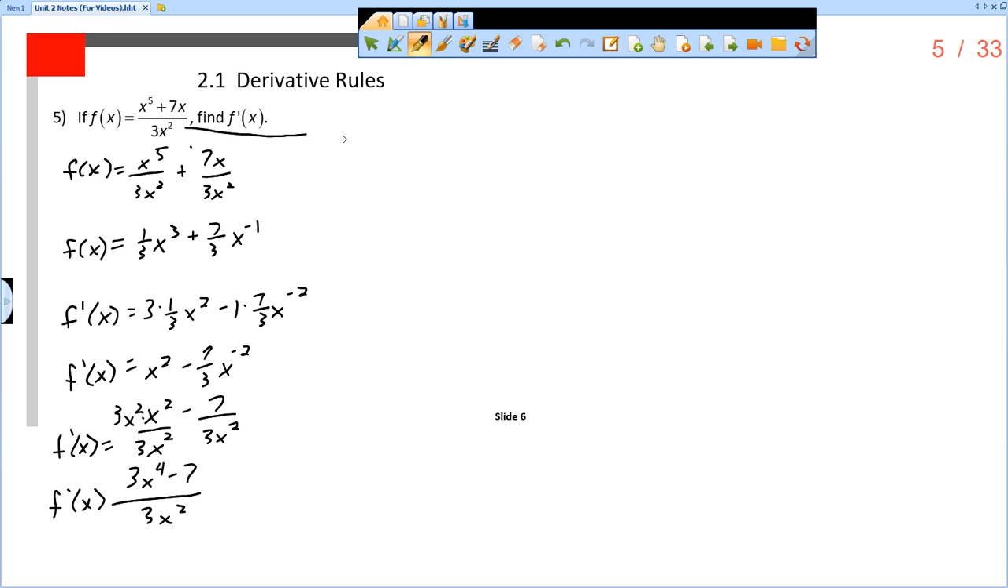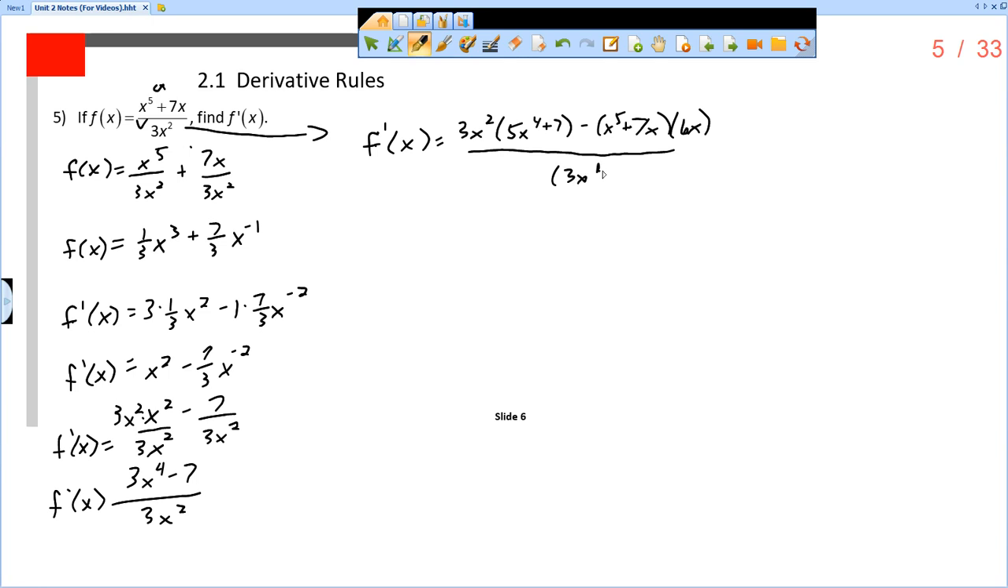Well, the other way would be to use the quotient rule. So right away, I go right into f prime of x, and I recognize that the numerator would be u and the denominator would be v. So remember, the quotient rule says the denominator 3x squared times the derivative of the numerator. So the derivative of the numerator would be 5x to the fourth plus 7, minus the numerator, x to the fifth plus 7x, times the derivative of the denominator, which would be 6x, all divided by the denominator squared. So that'd be 3x squared, squared.